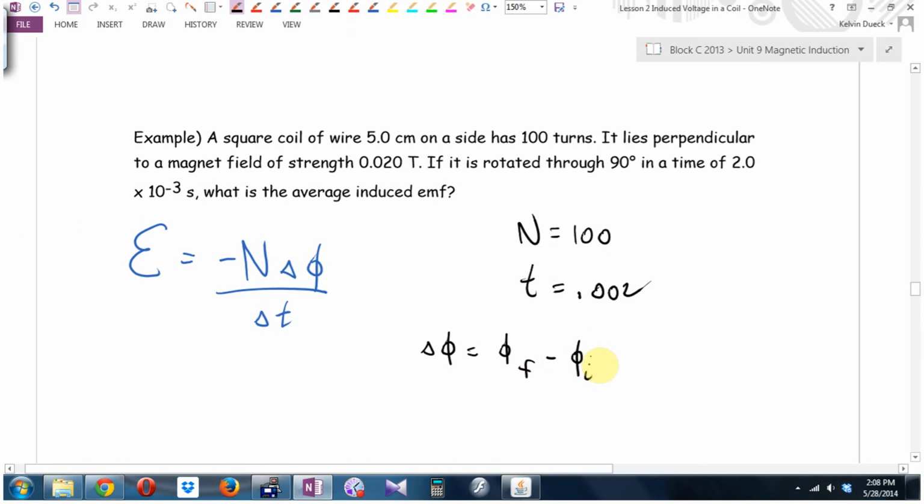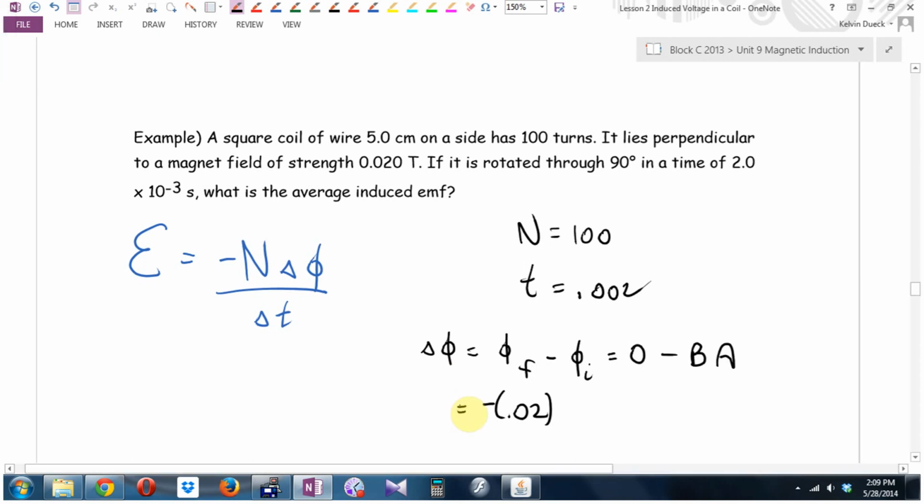What did we say the final flux was? Since it's rotated 90 degrees, 0 minus BA. Magnetic field, 0.02. Oh, negative. 0 minus A.